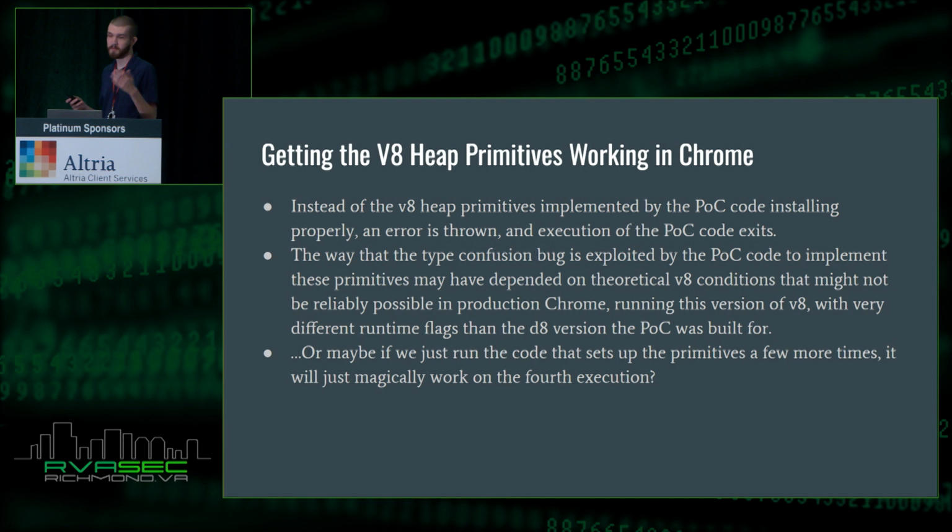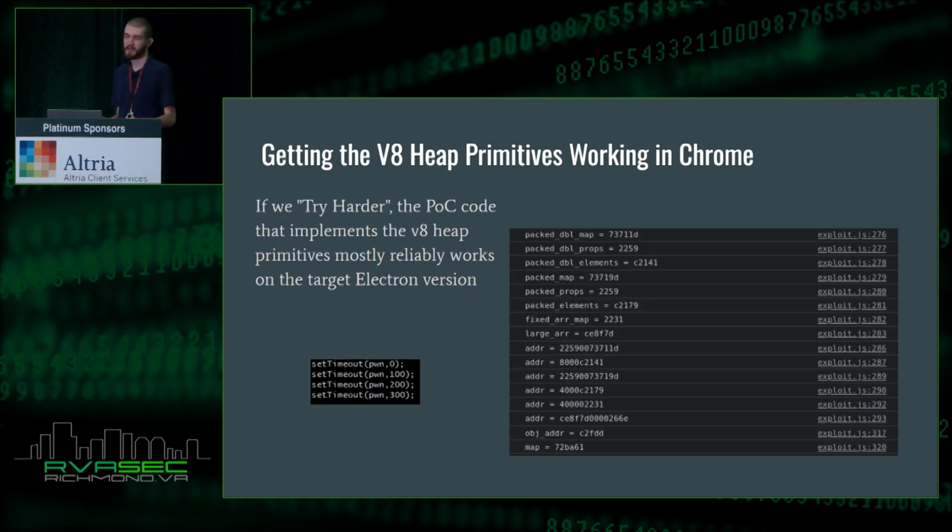So again, this could be just due to differences in the environment that the POC code was written for. It might not actually work on real Chrome. It might work in theoretical conditions. Fortunately, if you just beat your head against the problem and try harder, running it 4 times, the 4th time, magically the primitives install correctly. So I don't know why that is.